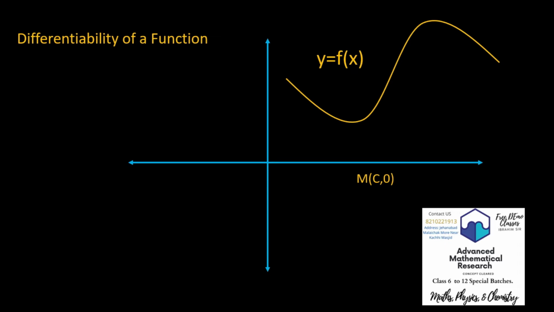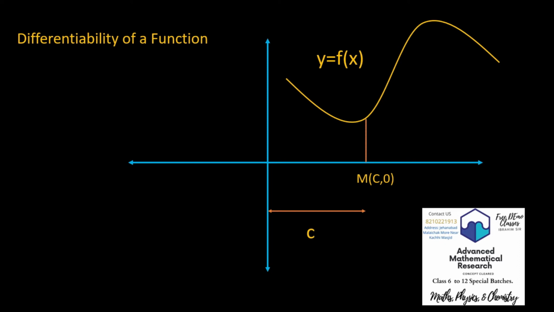Now let's consider a point on the x-axis, and that will be M (c, 0). Now what is the meaning of (c, 0)? It means that the distance of M from the y-axis is c units. Now if the x coordinate of the point M is c and my function is y is equal to f of x, then what will be my y coordinate? It will be f of x. In place of x we have to put c, so that will become f of c.